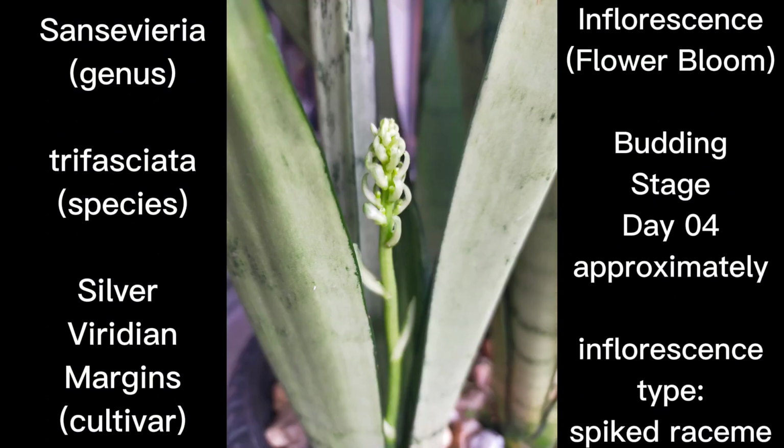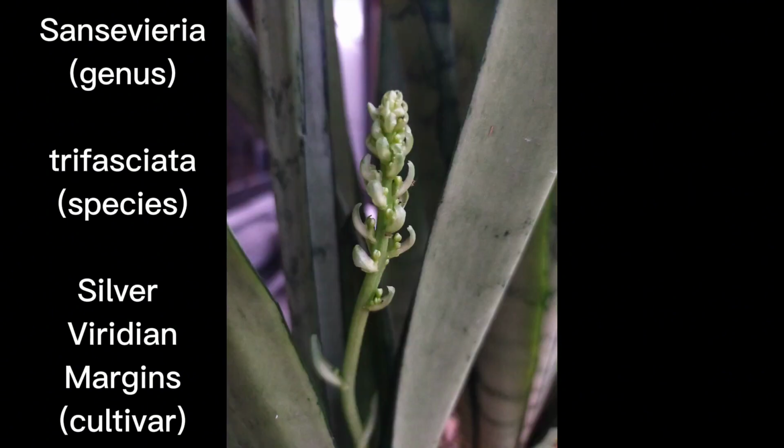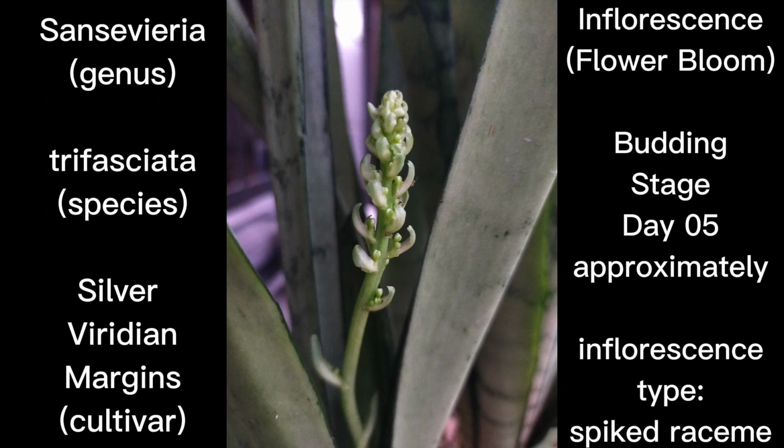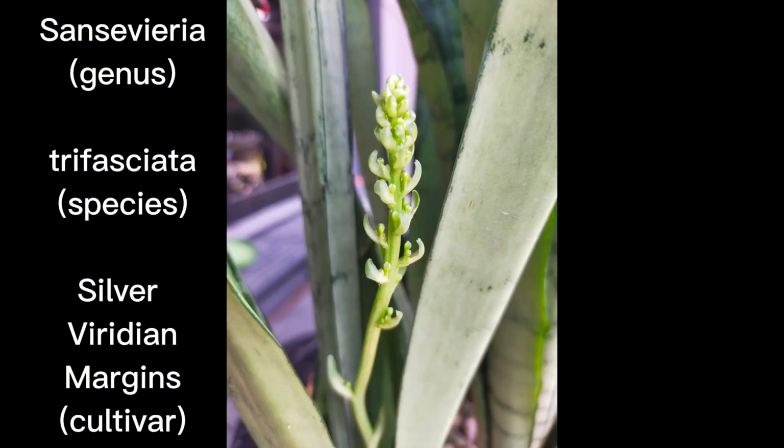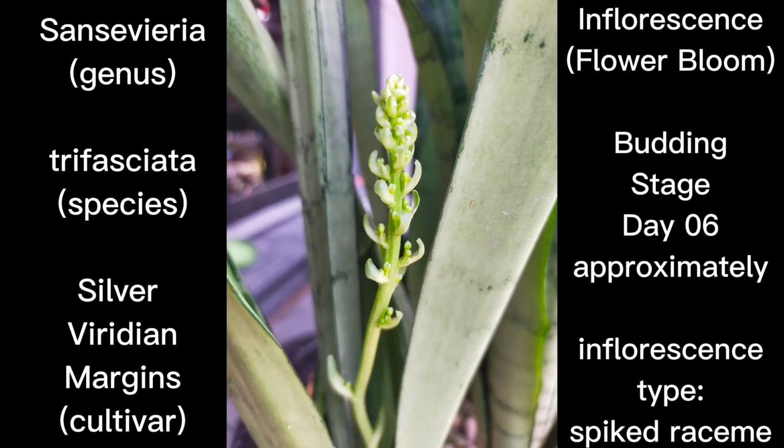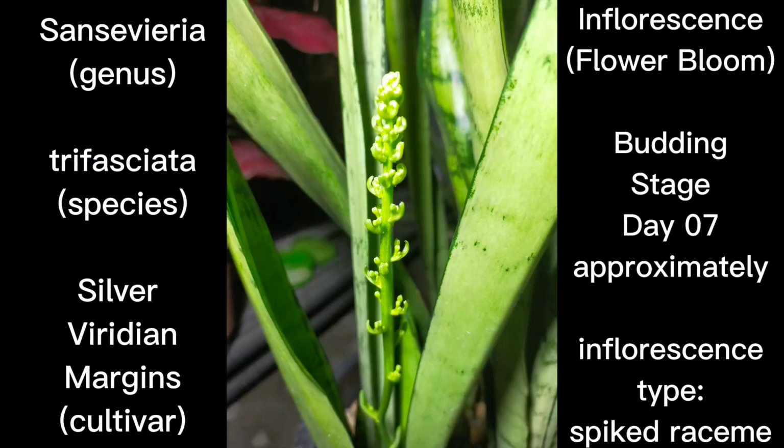By the way, we are featuring a trifasciata species, so therefore it follows that the inflorescence would be very similar to what I've already shown you on the previous episodes. I think I have shown you an episode of trifasciata wherein I also captured the transformation of the flower bloom and showed you the stages. Right now we are at the budding stages, where we are at day 7.